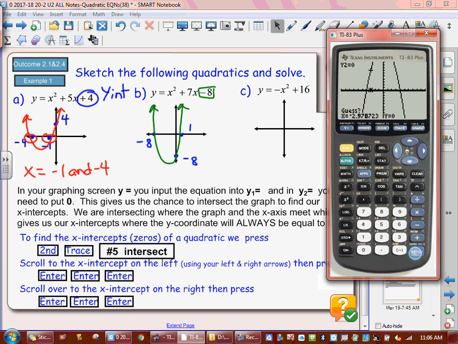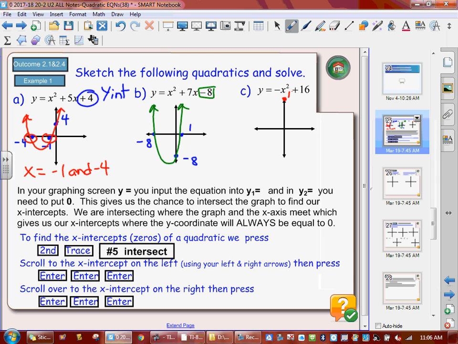So this one touched way up here at +16, and touched at -4 and +4. And it's a graph that points downward. So we have 3 spots that we always have to locate. They are 3 intercepts, 2 x's and 1 y.